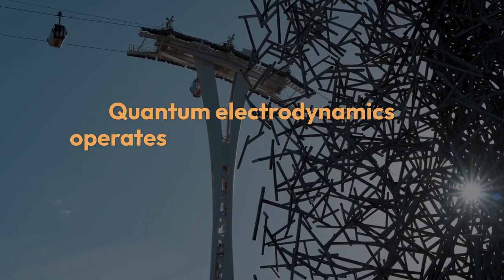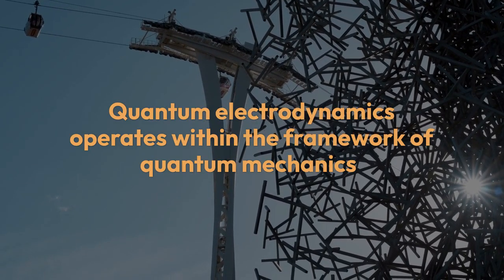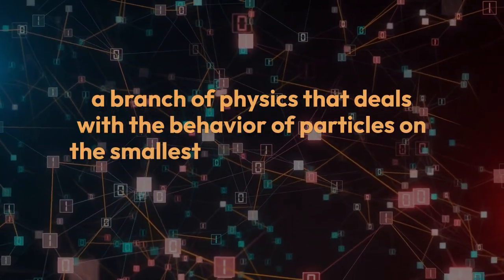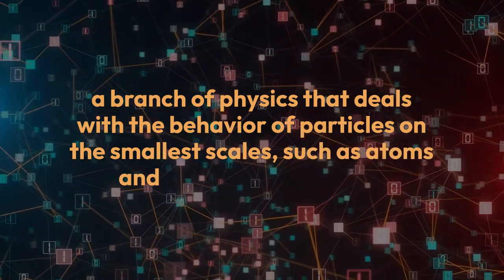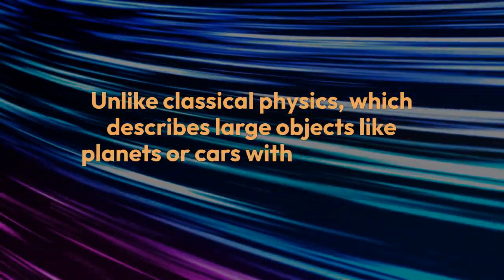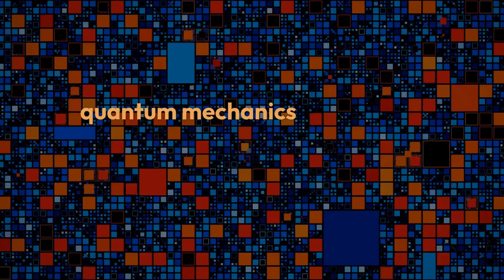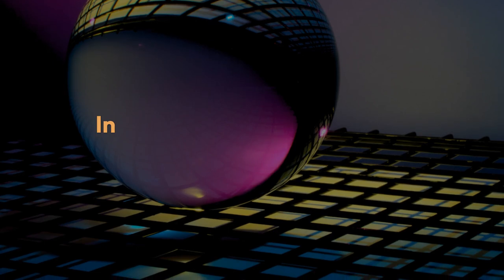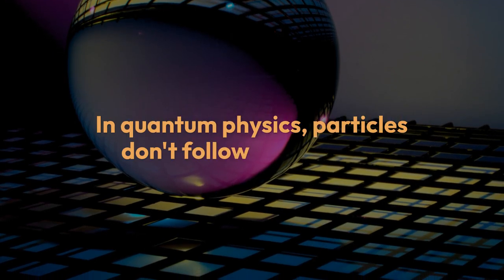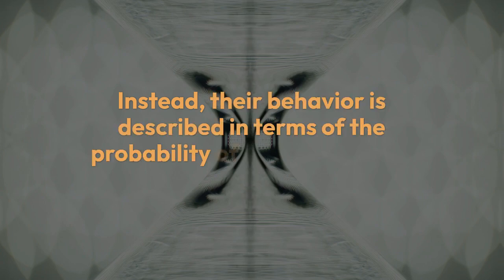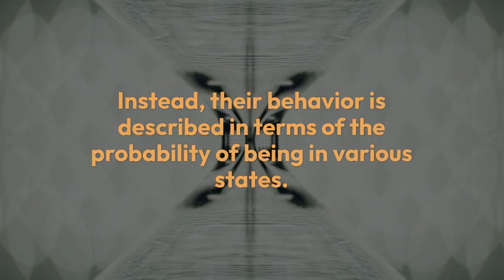Quantum electrodynamics operates within the framework of quantum mechanics, a branch of physics that deals with the behavior of particles on the smallest scales, such as atoms and subatomic particles. Unlike classical physics, which describes large objects like planets or cars with predictable motions, quantum mechanics describes a world of uncertainty and probabilities. In quantum physics, particles don't follow fixed paths. Instead, their behavior is described in terms of the probability of being in various states.